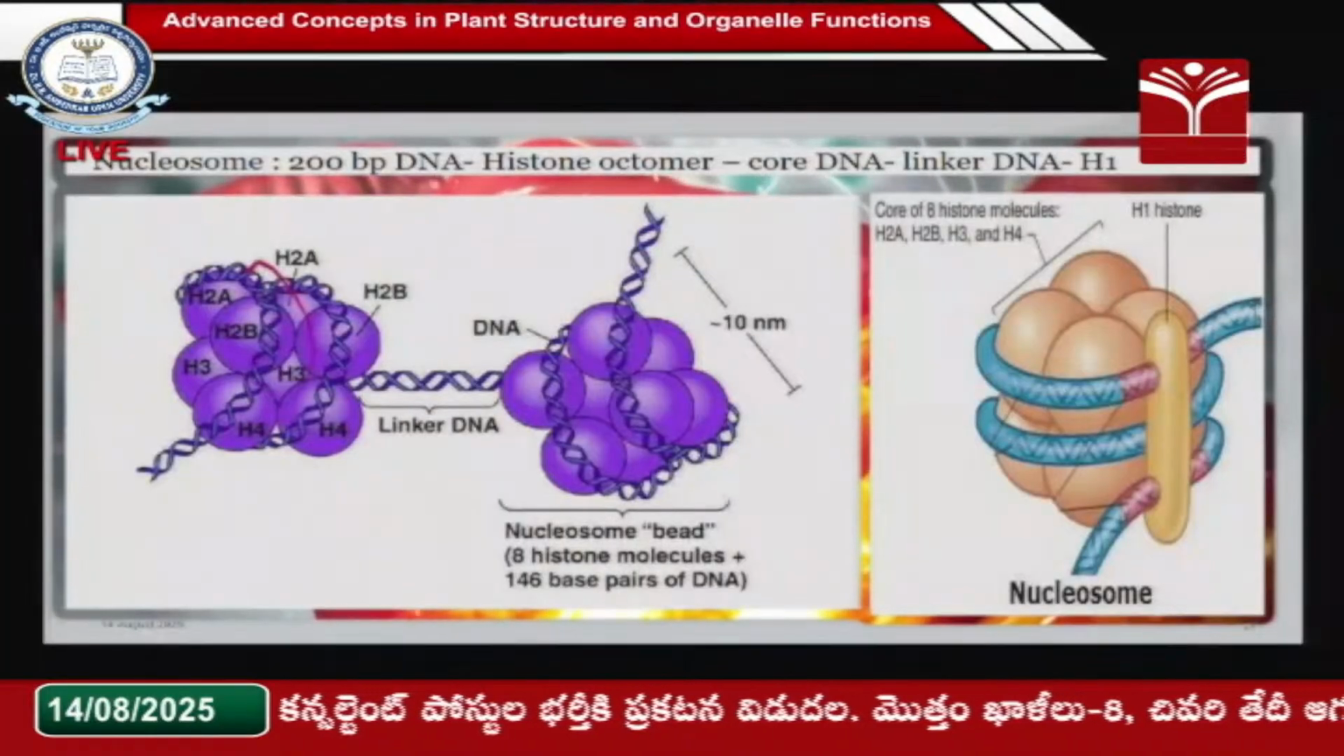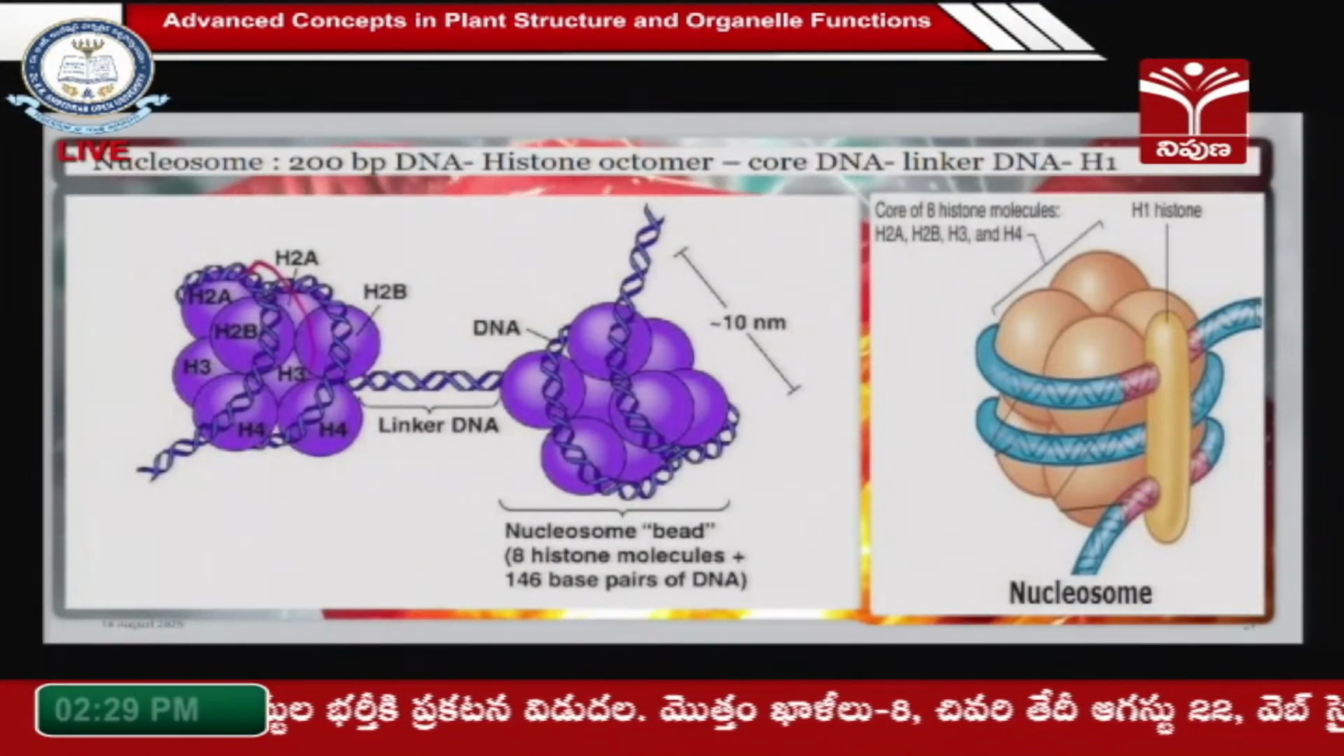Then afterwards, the most important structure, which Oudet discovered, is the nucleosome. This nucleosome is a bead-like structure when we observe it.